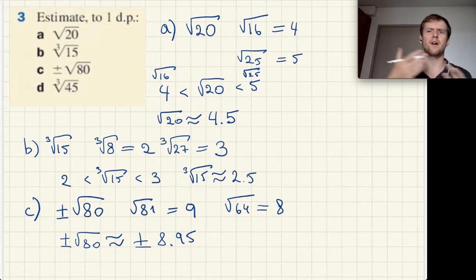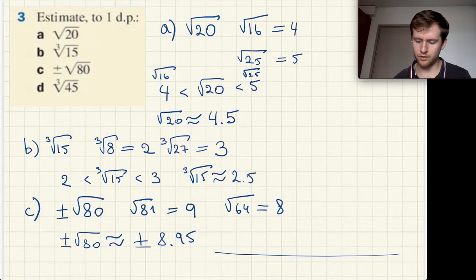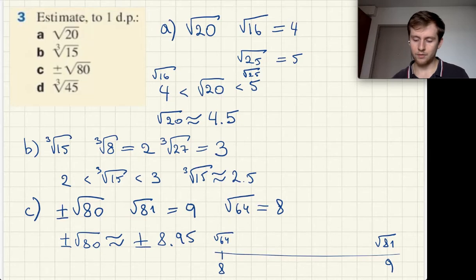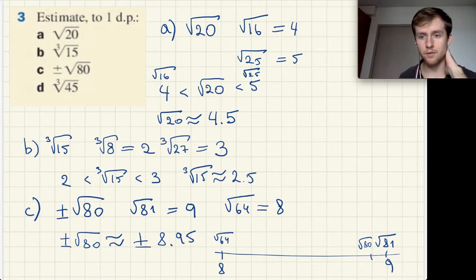64 is actually really far from this number. If you think about it like this, if you try to draw this, here we have our square root of 81, which is 9, and here we have our square root of 64, which is 8. So the square root of 80 is going to be really close to 9, super close, because 64 is a long distance from 80, right?